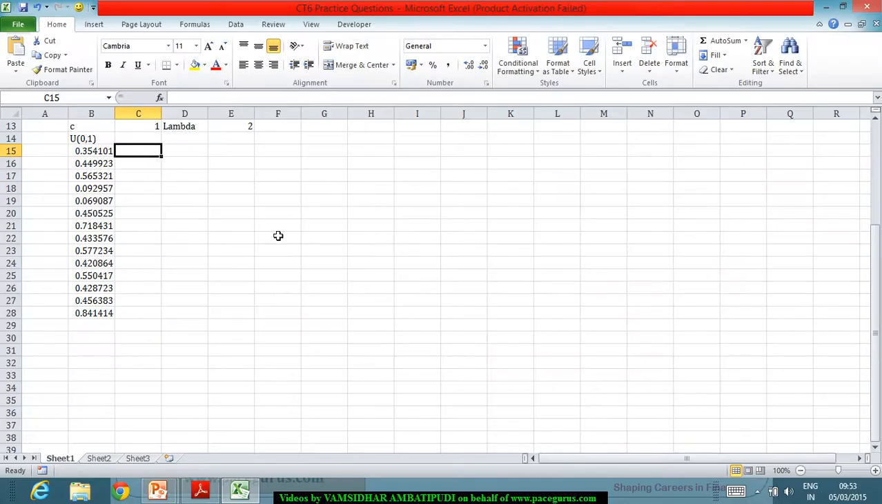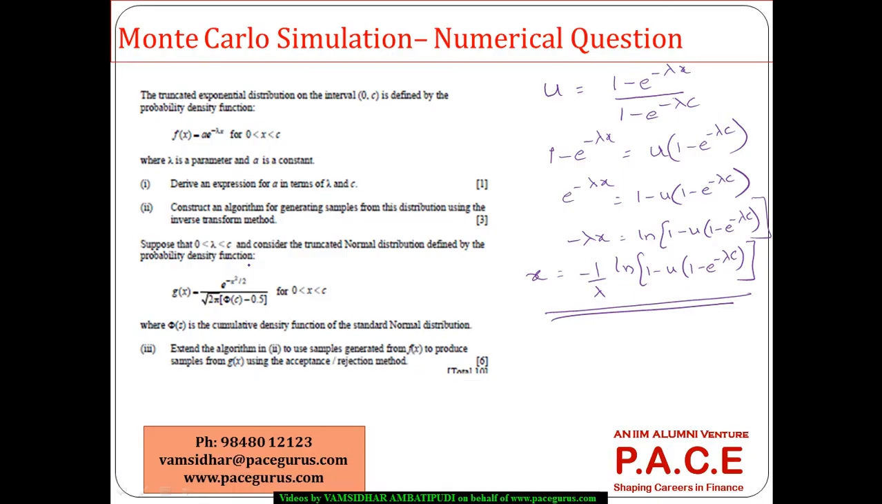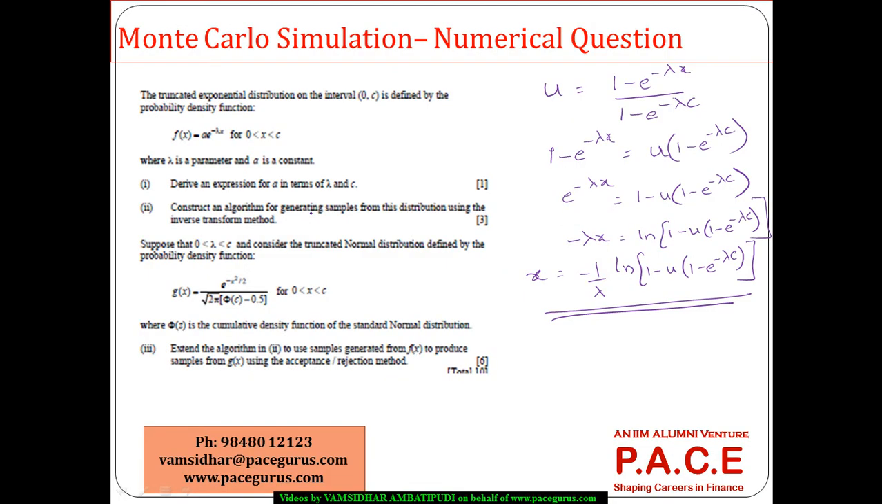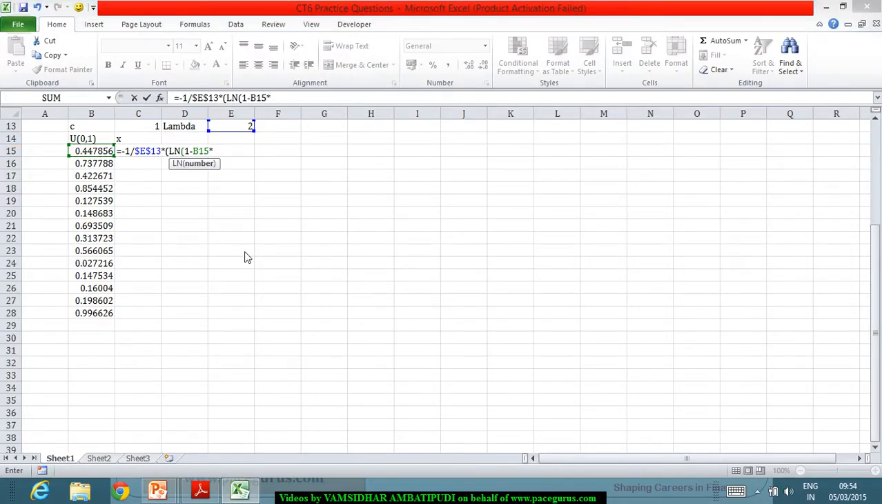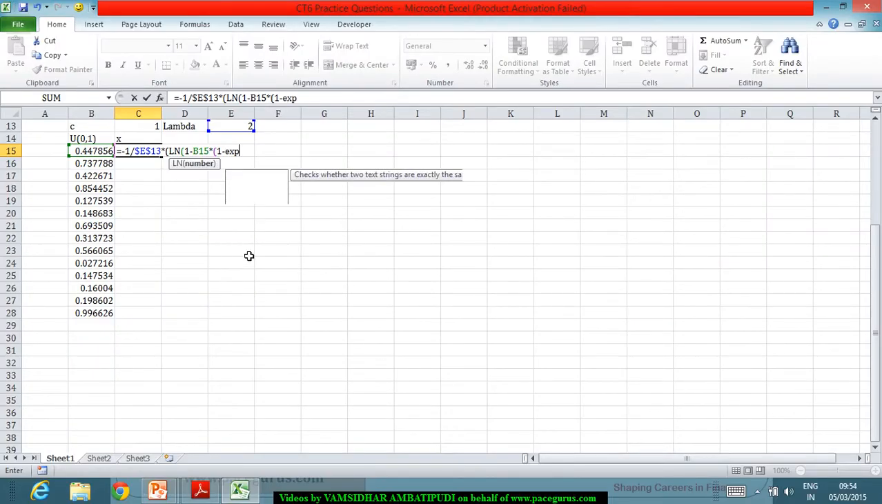So what I am planning to do now is that x is going to get generated for this particular distribution. If I freeze all these random samples, these are the different random samples I am freezing. Now I am computing x equals minus 1 by lambda times logarithm of 1 minus u times 1 minus e power minus c lambda.